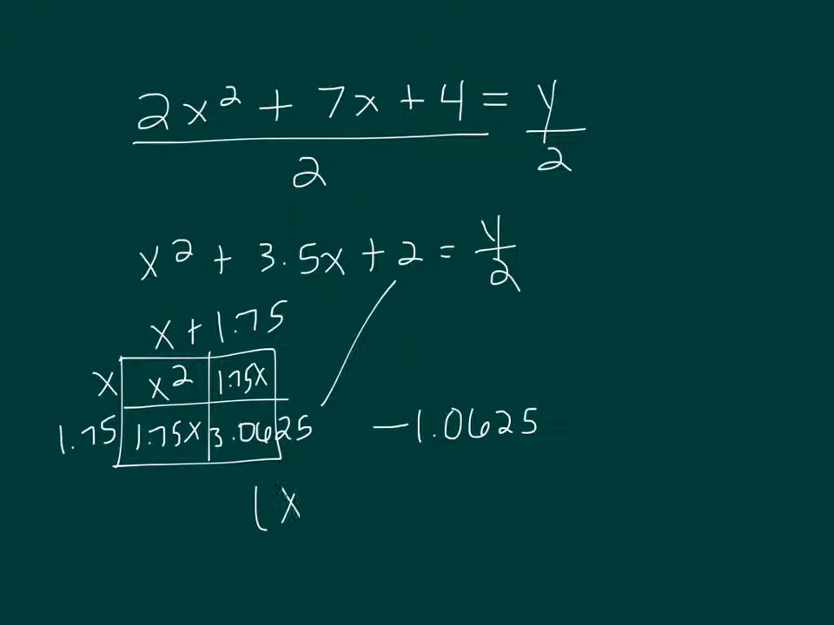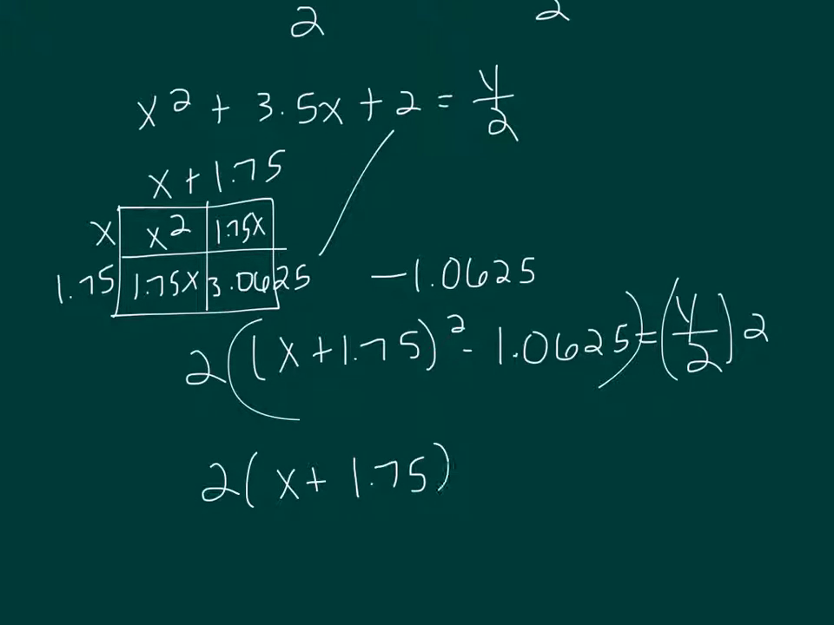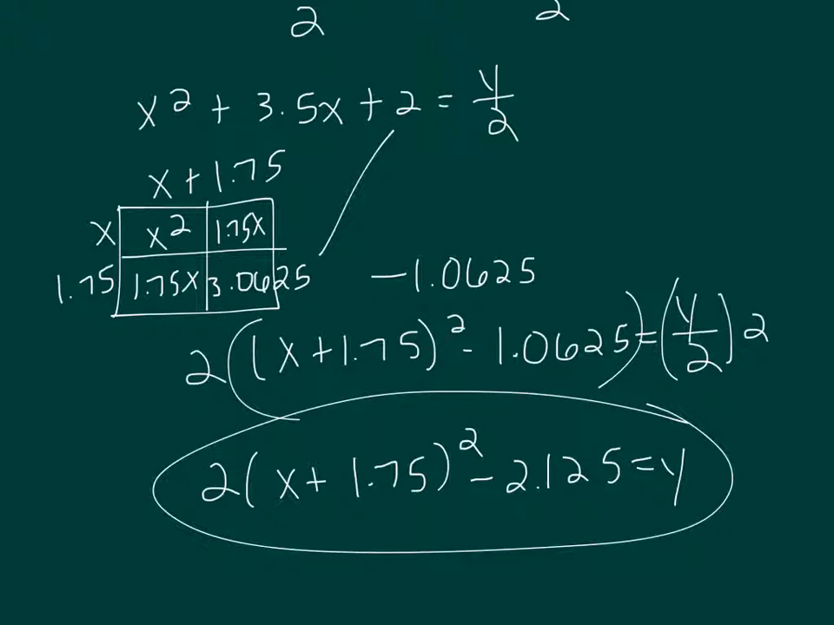So it'll be x plus 1.75 quantity squared minus 1.0625 equal to y over 2. But then you have to remind them that they have to solve for y, not y over 2. So they have to multiply by 2. What they're going to maybe have trouble with is remembering to distribute and to just leave it on the outside of this one. Some of them, usually the real low kids, wanted to give it to each of those. And then that times 2 would be 2.125 equal to y. So then your vertex is negative 1.75, negative 2.125.